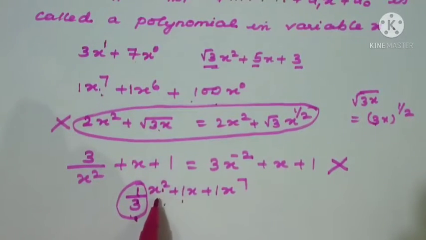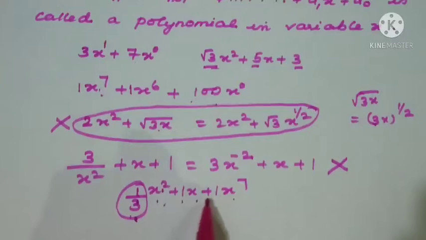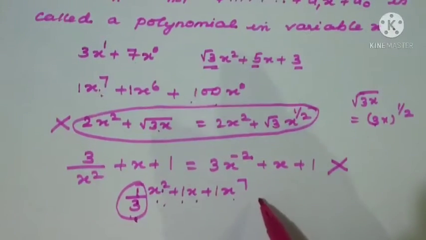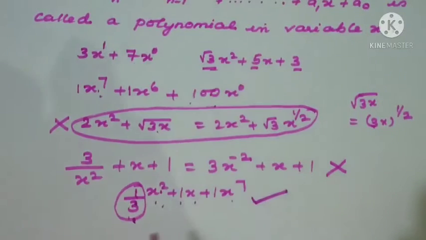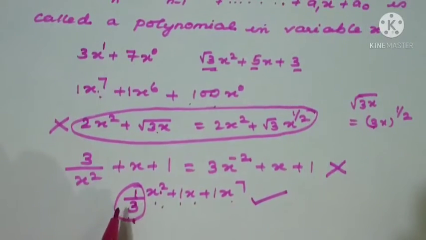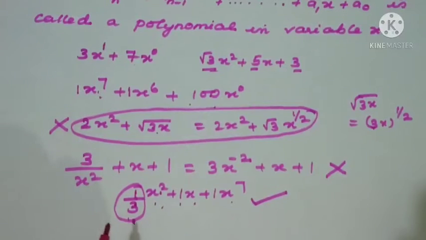What about the power of x? Power of x is 2 here, power of x is 1, power of x is 7. So here the coefficients of x are all real numbers, whereas the power of the x is whole numbers only. So it is an example for polynomial. This x square has a positive power. 1 by 3 is its coefficient. So 1 by 3 is not connected with the power of the variable, right? 1 by 3 is a real number only. So it is an example for polynomials.